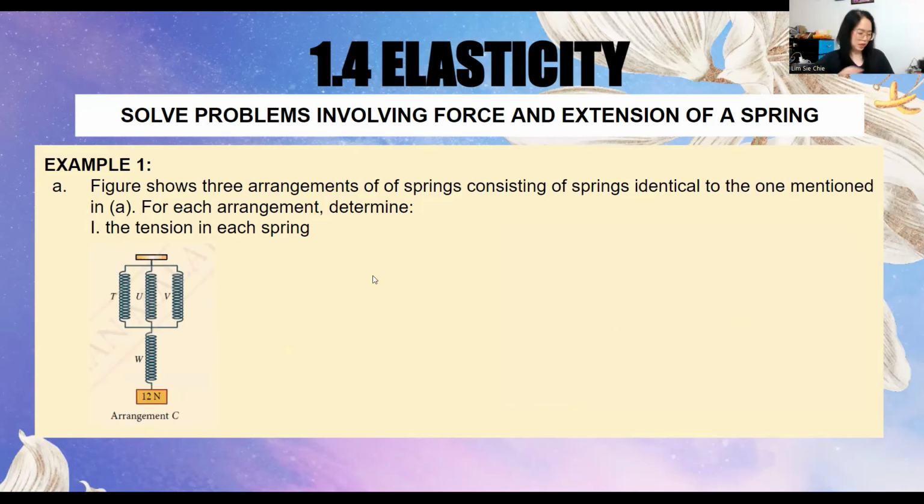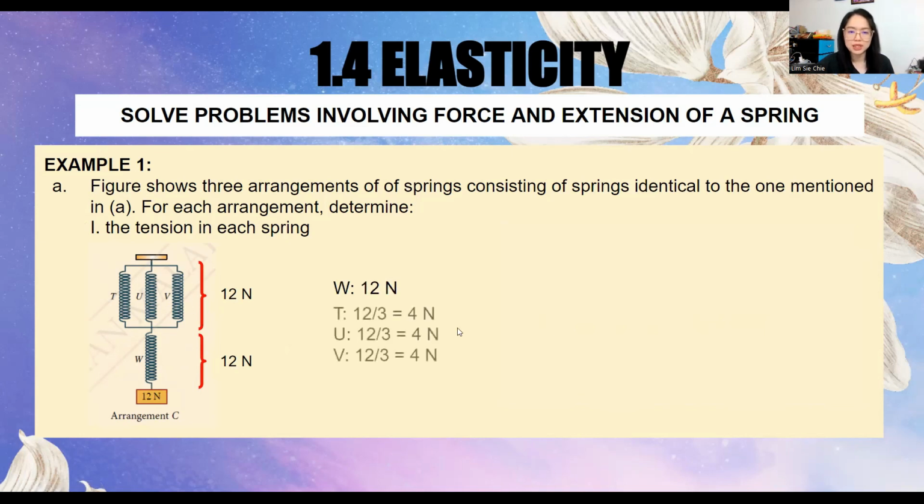Now, the only one with a challenge is this one. Here, you have to understand how to look into the system. First, we are going to divide them into two parts, the upper part and the lower part. Both will experience the same tension, which is 12 Newton. So TUV is 12 Newton, W is 12 Newton. To find W is still easy. W is equal to 12 Newton. Then TUV divided by 3, so you have 4 Newton respectively.